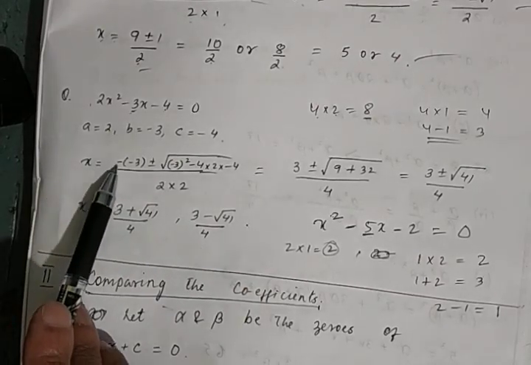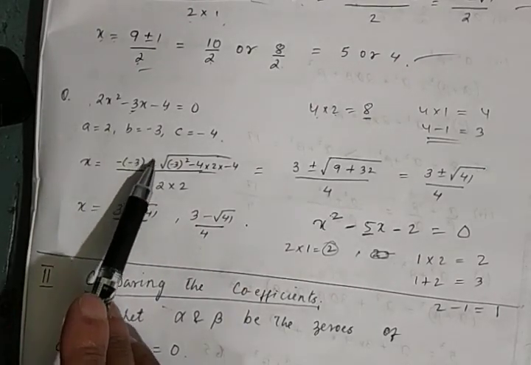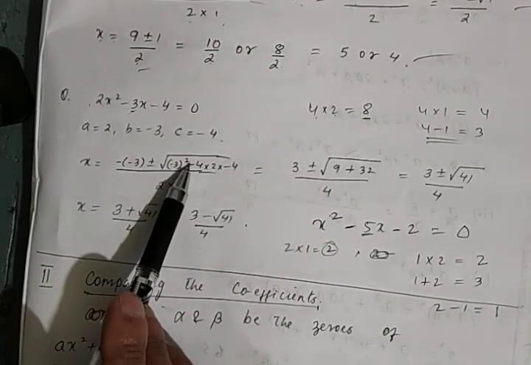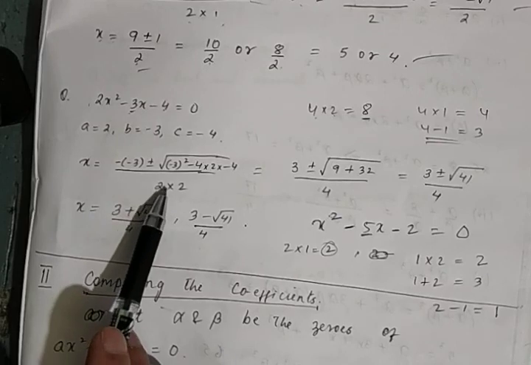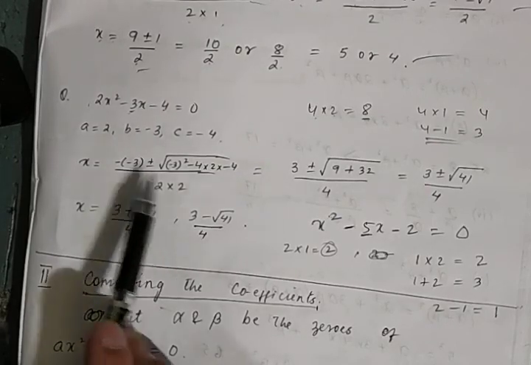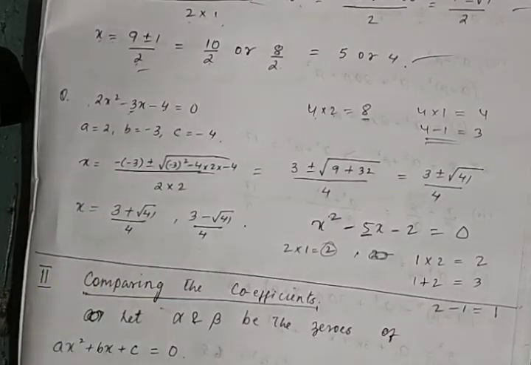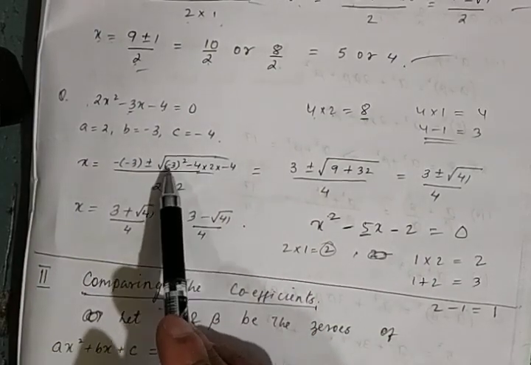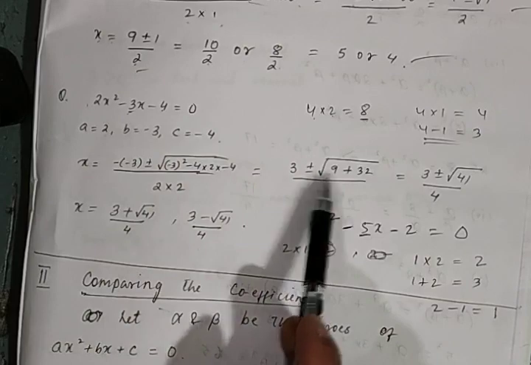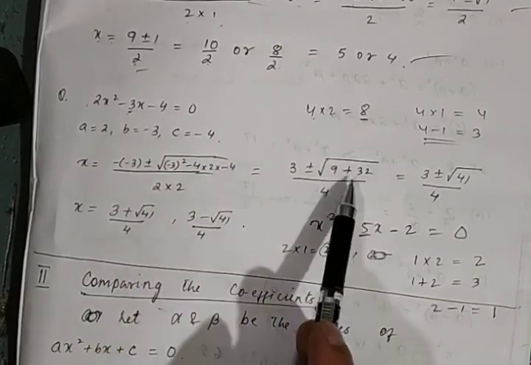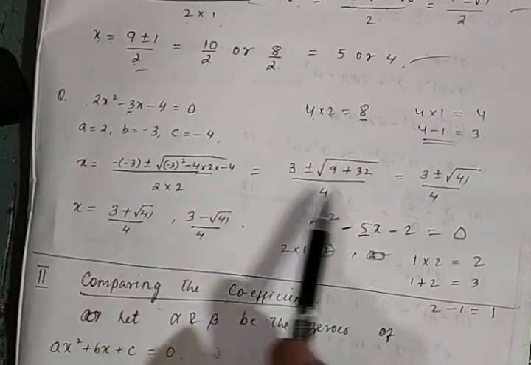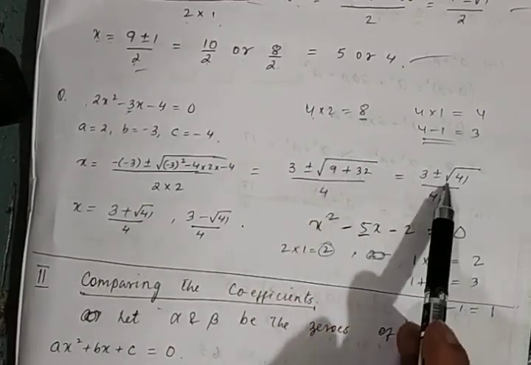Now x is equal to minus b, minus of minus 3, plus minus root over b square minus 4ac. B square is minus 3 square. Just check. Divided by twice a. Twice a, the whole divided by, remember. Now minus is plus. Root of minus 3 square is 9, and when you multiply this, minus into minus is plus. 4 4s are 16, 16 2s are 32, divided by 2 2s is 4. Now when you add this, 9 plus 32 is root over 41.